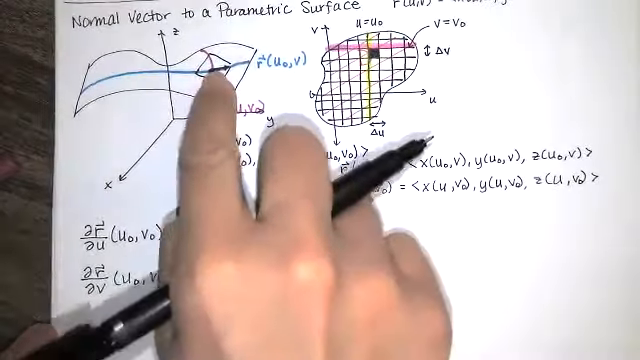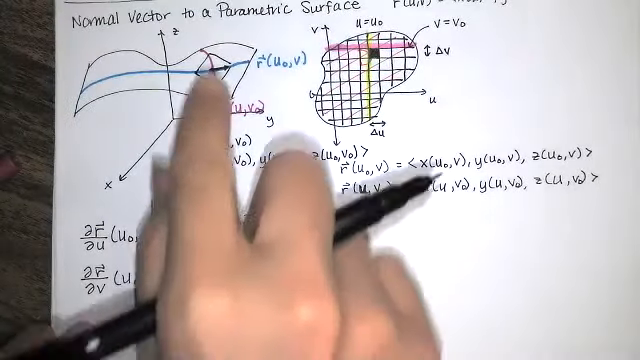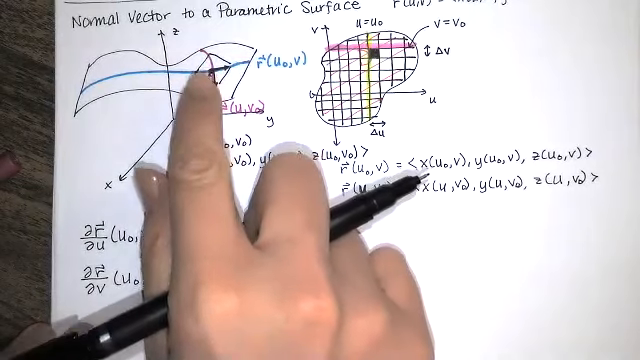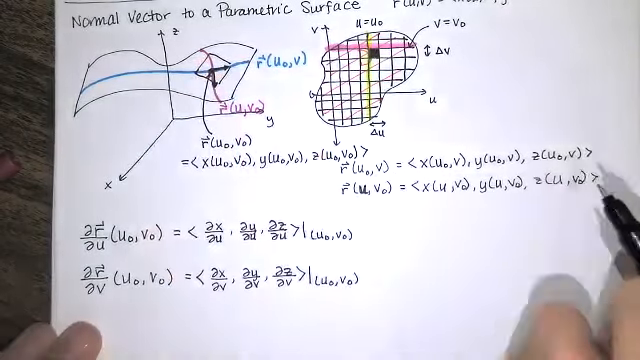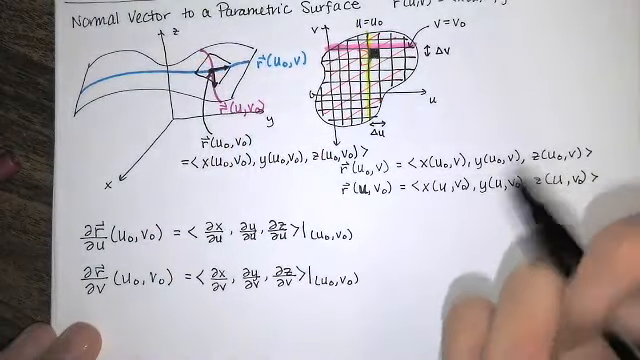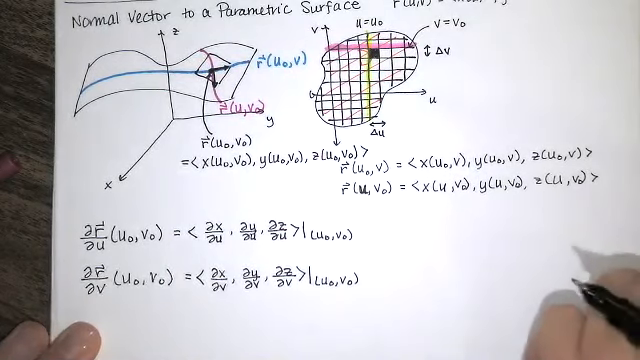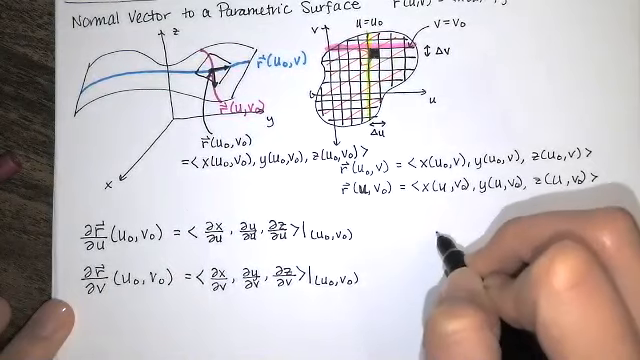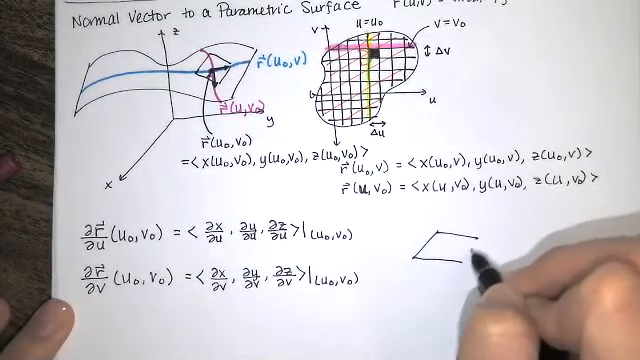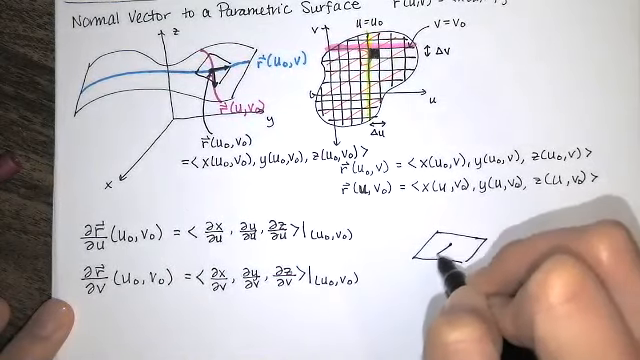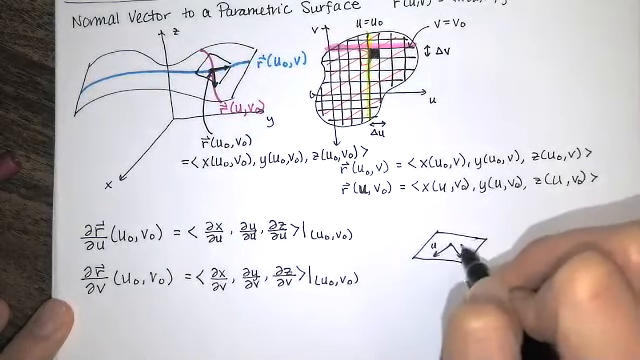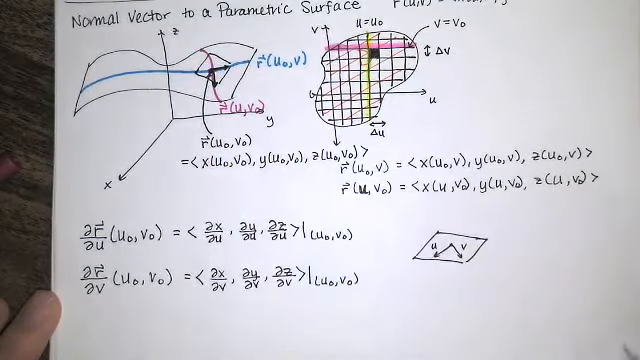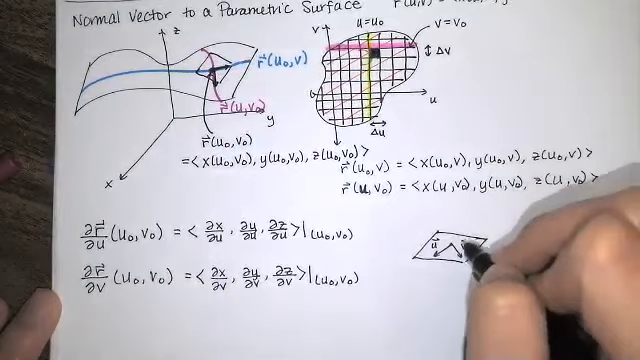Now, if I want the normal vector here, I need a vector that's perpendicular to the plane that contains both of these tangent vectors. Now, remember when we studied cross product at the very beginning of the course, we said that if I've got a plane containing u and v, and these u's and v's are different from these u's and v's, sorry, we're using the same notation.